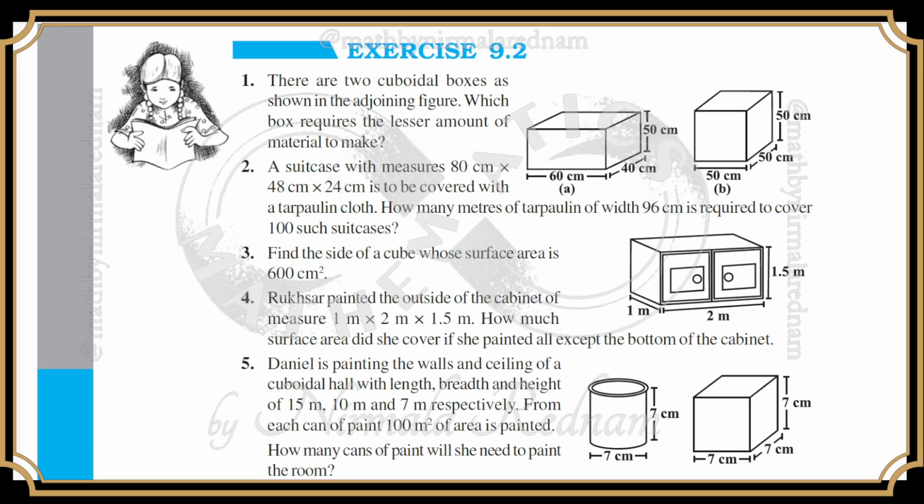That means first I need to calculate the total surface area of one suitcase, right? Once I have the total surface area of one suitcase, I am going to multiply it with 100 for 100 suitcases, and that is going to be the area of the rectangle whose width is 96 centimeters, right? So let us do that.